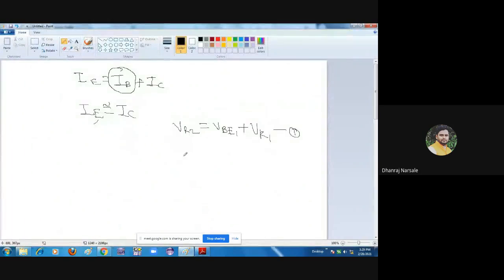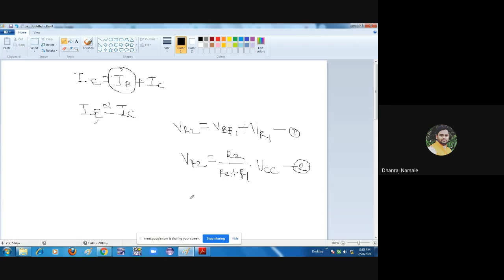So what is the second equation for VR2? We got the second equation: VR2 is equal to R2 divided by R2 plus R1 into VCC. This is the second equation. Okay. So the first equation by applying KVL to the base loop, I got equation number 1. The second equation by applying the voltage divider rule, I got this second equation. Then we will equate these two equations. VR2 is equal to VR2.